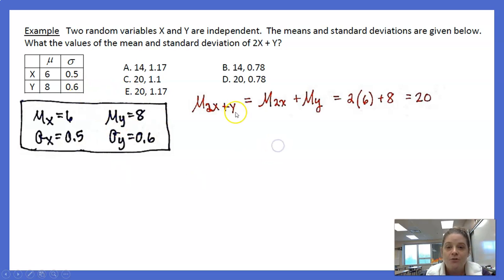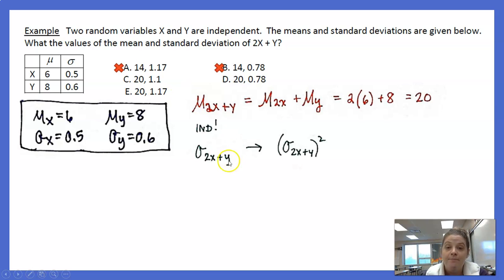All right, so to find the mean of 2x plus y, remember means behave. I'm going to take 2 times the mean of x plus the mean of y, I end up with 20. All right, so we can get rid of a and b. We're left with these right here. And if I had to guess among the ones that are left, I would not pick 0.5 plus 0.6 equals 1.1. That looks like that might be something that would be an outlier to us. So let's see what else happens.